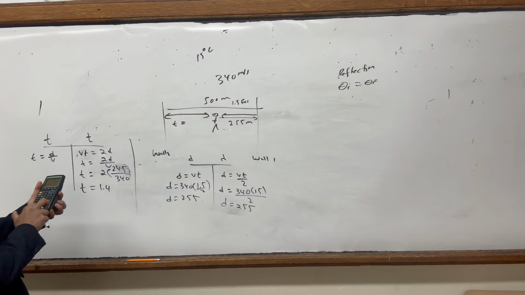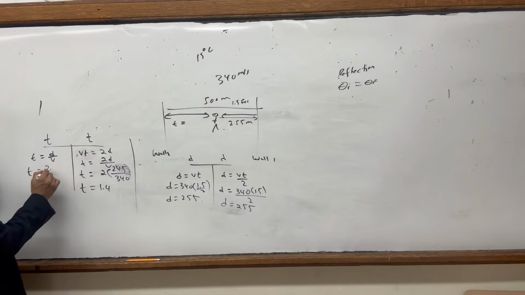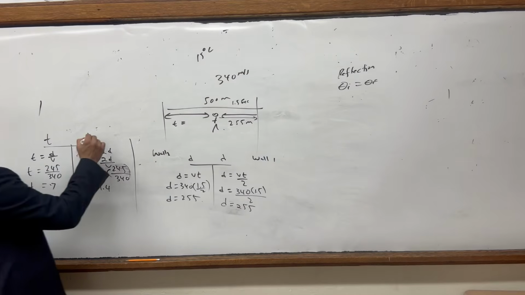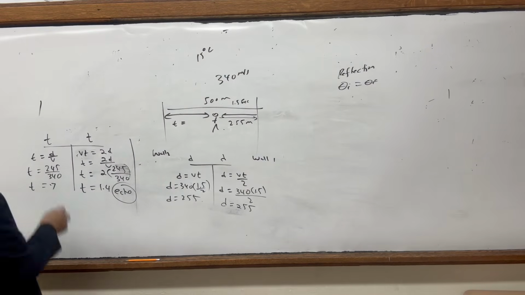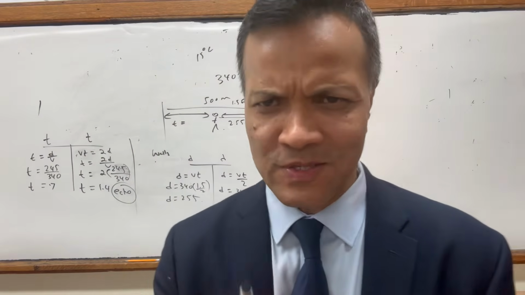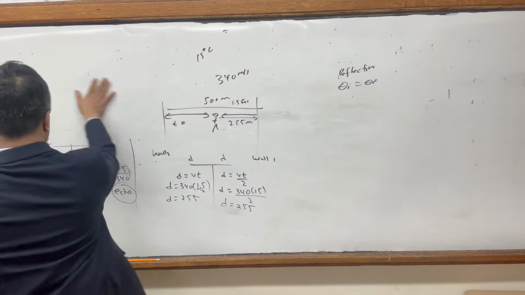2 times 245 divided by 340, 1.4. So t is equal to d, which is 245, velocity is 340, and of course this one is not going to give you 1.4. 245 divided by 340 is going to give you 0.7. So you understand the difference. This one is echo, right? Echo takes 1.4 seconds. And this is not echo, right? To make it echo, you multiply it by 2. Understand always the difference. If you don't, then do. Okay. All right. So that's about it.